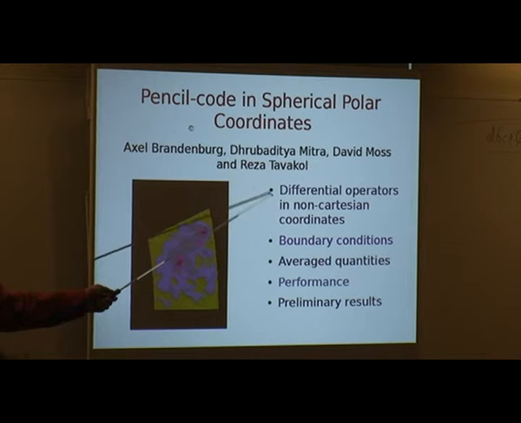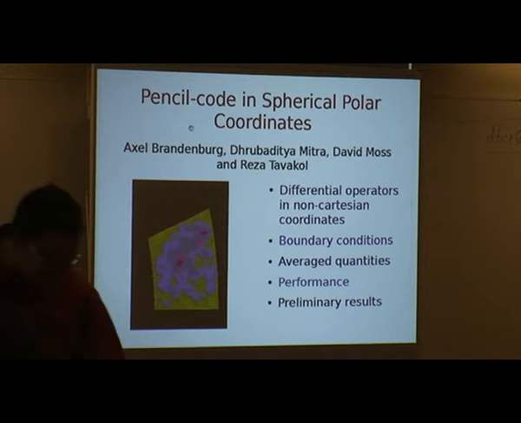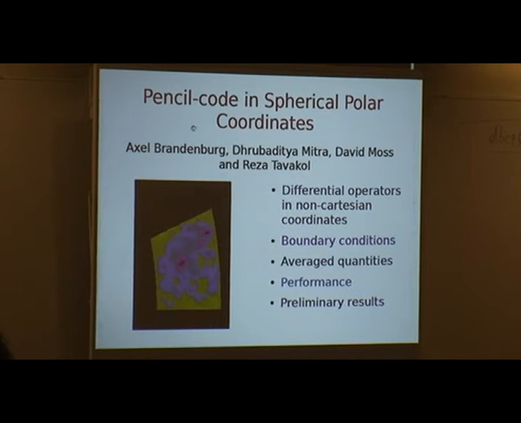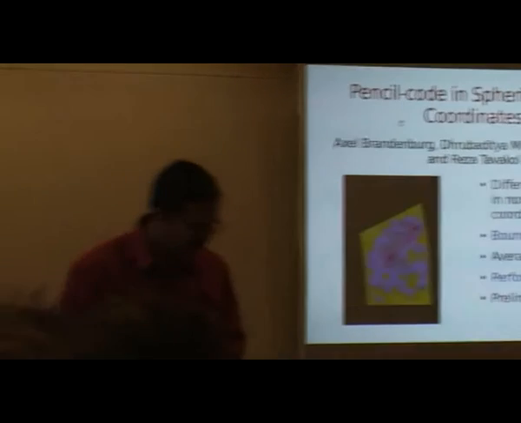So we'll first talk about the differential operators and how to adapt coding the differential operators of the non-Cartesian coordinate systems in the Pencil Code. Then we will talk about the changes that need to be made to the boundary conditions, little changes on the way quantities are being averaged. And then we'll talk about performance and some preliminary results. This code is somewhat complementary to Marcus's talk. Marcus showed you the result, I am going to show you the skeleton.